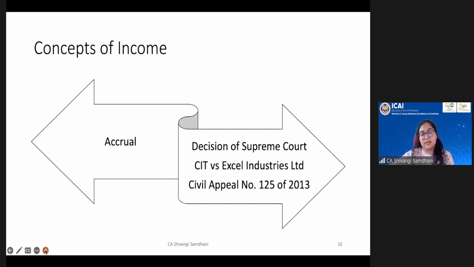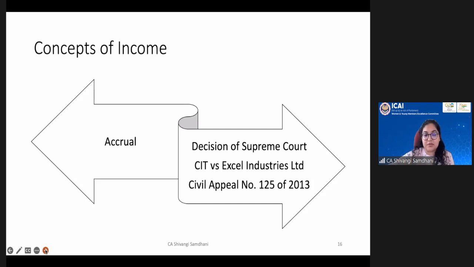So what Excel Industry did, they did not offer that export incentive for tax in year one. They said that we became eligible to get incentive, but the incentive can be converted, can be realized only when we do imports. So twin conditions are to be satisfied. First making export and then making import, then only incentive would be received. So in year one, they did not offer for tax incentive. In year two, after making import, they included in their income the export incentive received.